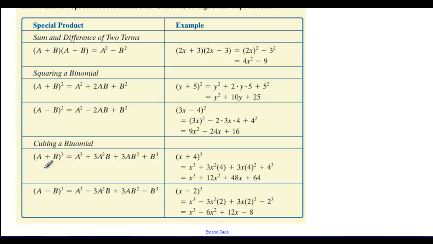And there's even one for whenever we're cubing a binomial, where we're going to have a cubed plus 3a squared b plus 3ab squared plus b cubed, and then again, same idea if it's a minus sign here, only we're changing to subtraction here and here. Now honestly, this is a lot to remember, and we're not going to use, especially these cubing ones, that much. So you would want to go ahead and just work through it most of the time. However, if you're really good at memorizing formulas, this is a great way to save a little bit of time.